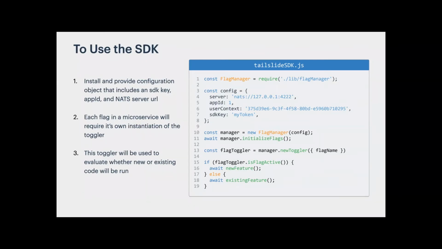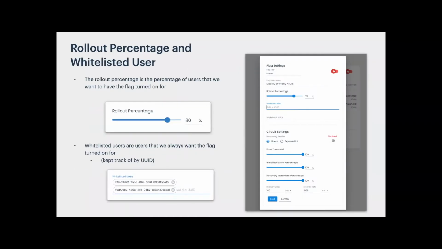The if-else conditional statement at the bottom of the code represents the heart of Tailslide's flag toggling logic. We'll get into how this works a little more over the next couple of slides. But first, I want to talk about two key drivers for whether a flag gets toggled on or off. The first is rollout percentage. This is a number that represents the percentage of end users that a developer intends for the new feature to be enabled for. The second term is whitelisted users.